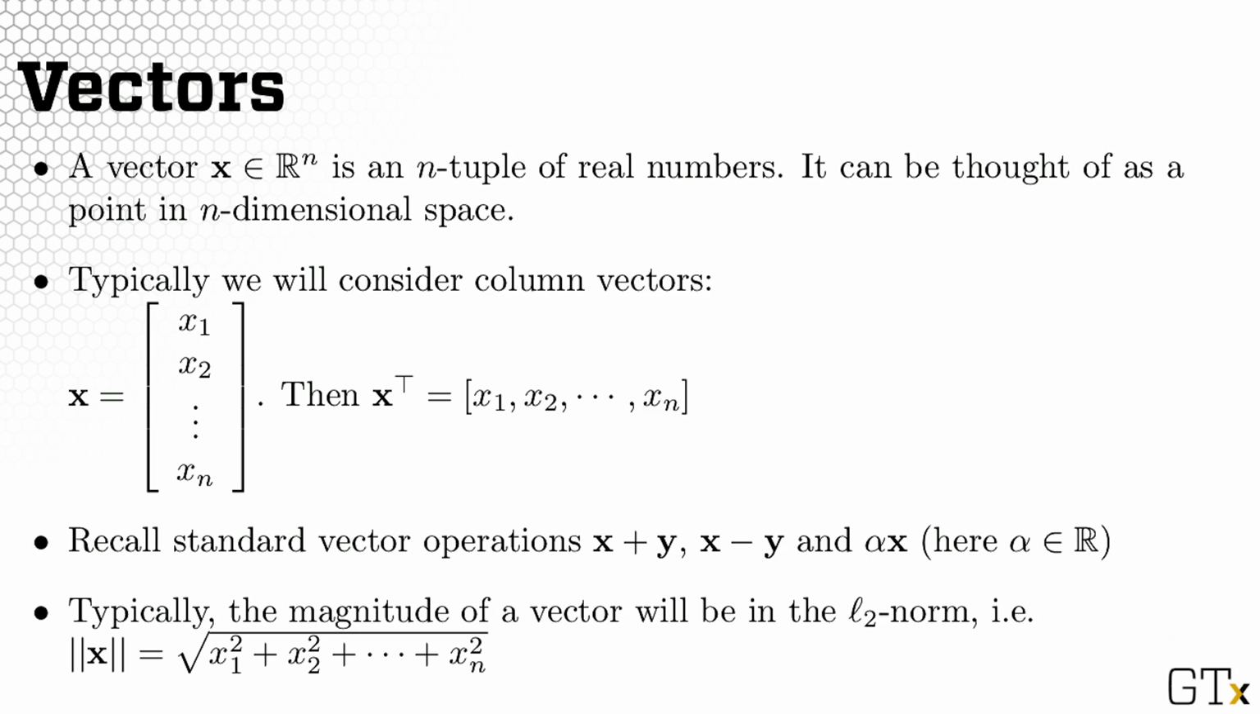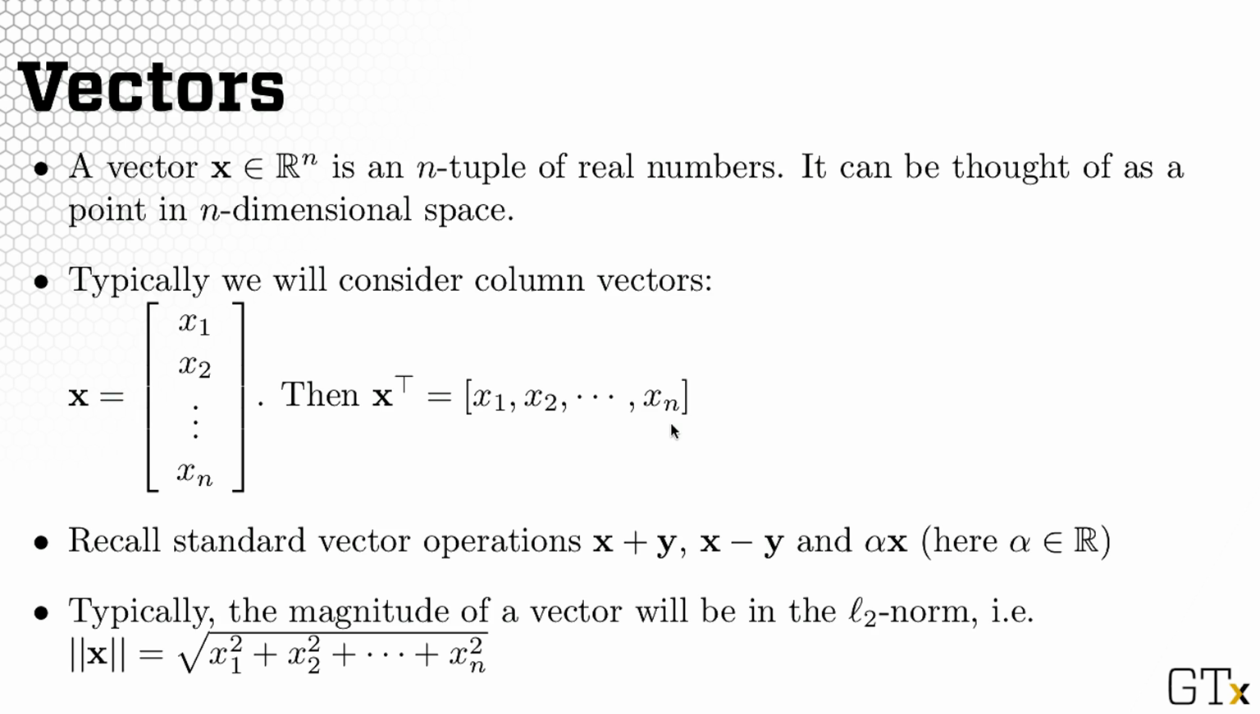Typically, we'll consider column vectors throughout this course. So whenever I write down a vector, think of this as a column vector where the numbers are stacked on top of each other. Then the transpose of this column vector is going to be a row vector, where the numbers are arranged in a side-by-side fashion.